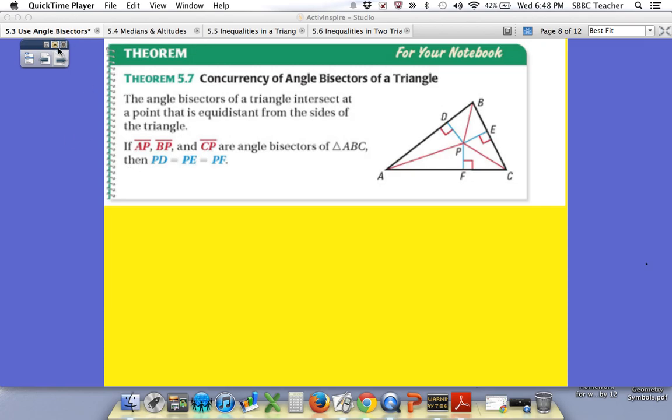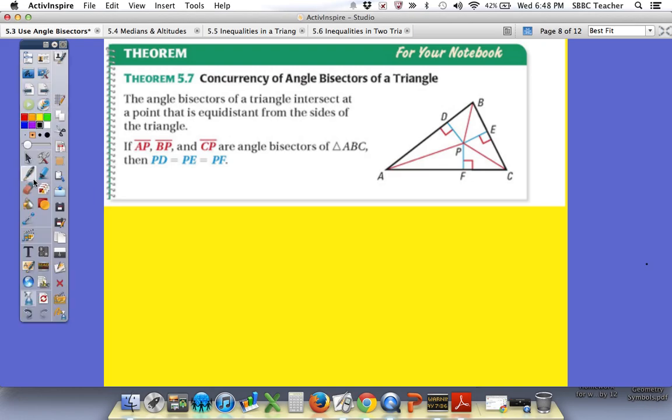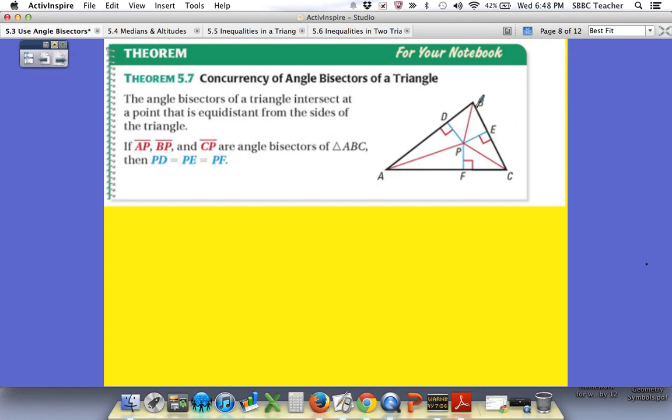Now, I'll remind you that concurrency basically means intersection. Concurrency is the spot where all the lines intersect. So the angle bisectors of a triangle also can intersect. Since each triangle has 3 angles, that means there could be 3 angle bisectors.